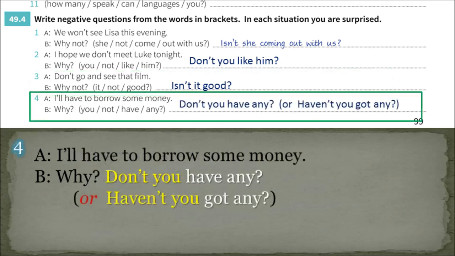I'll have to borrow some money. Why? Don't you have any? Or haven't you got any?